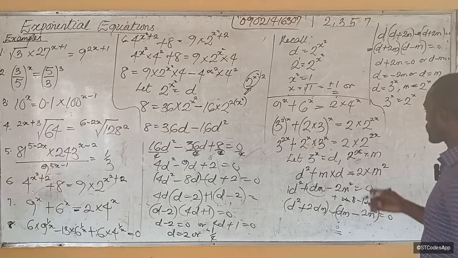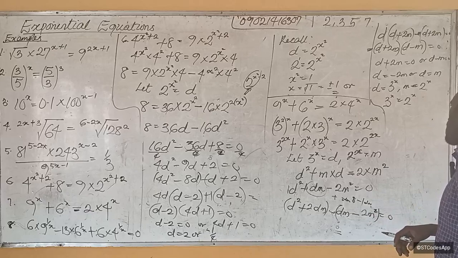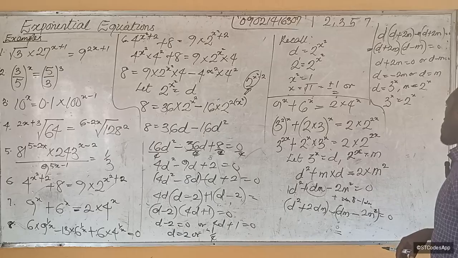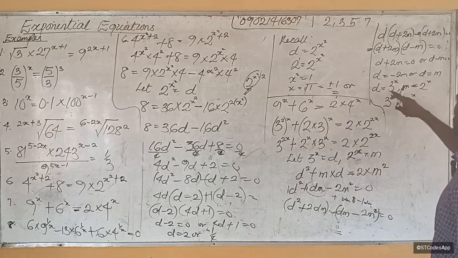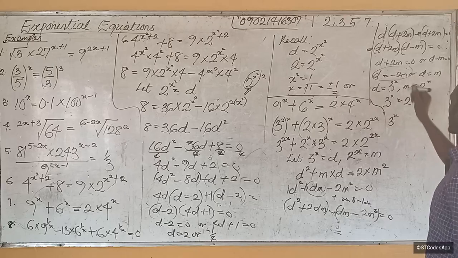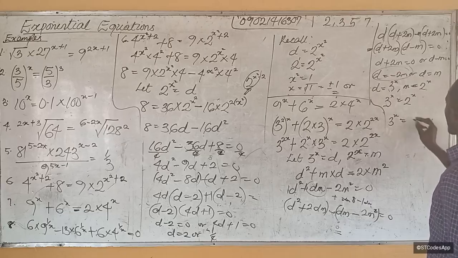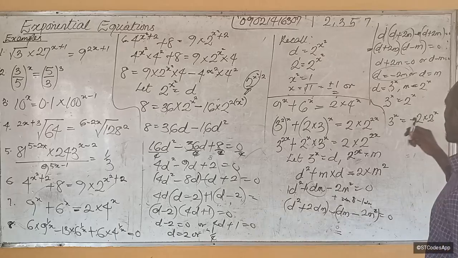But using the power rule, we also know that d, this 3 raised by x from here, is also equal to negative 2 times 3 raised by x. Okay? So from here, how do we get an expression for x?